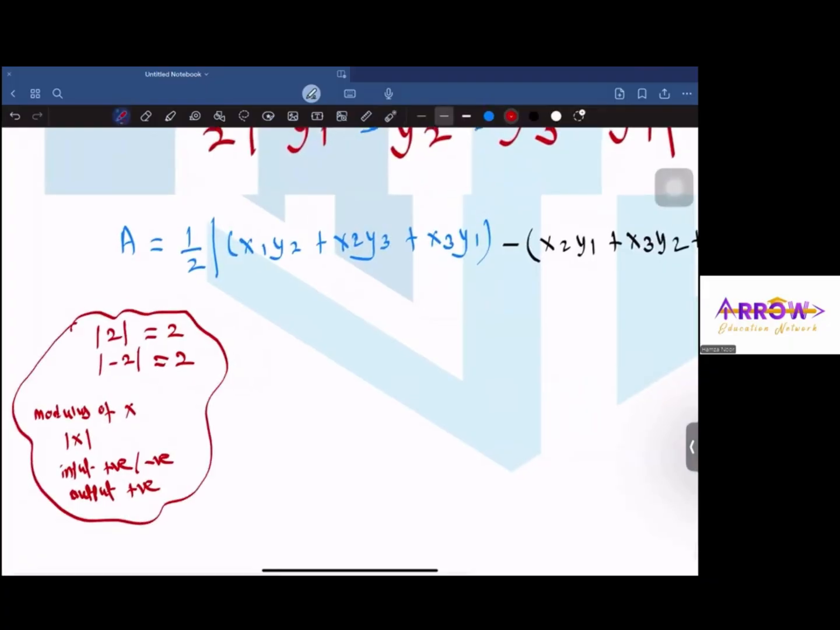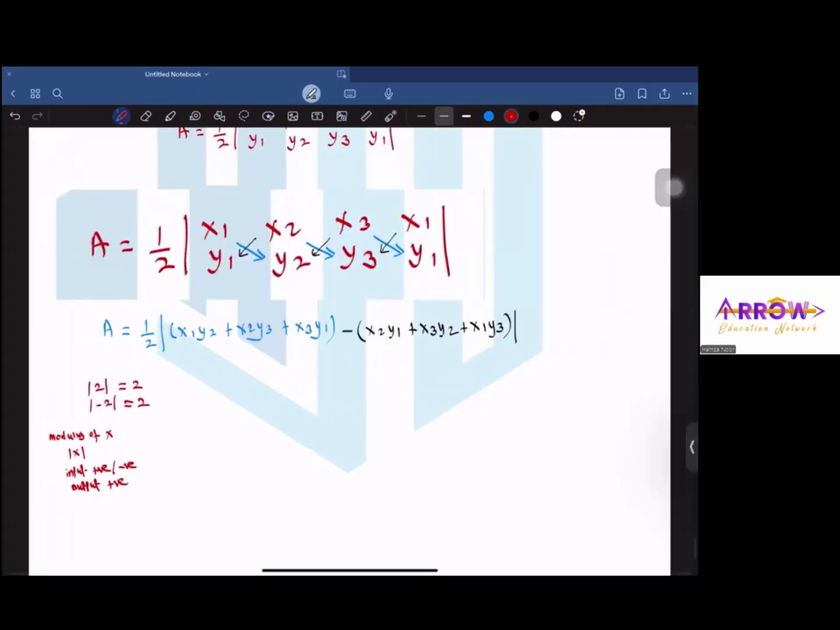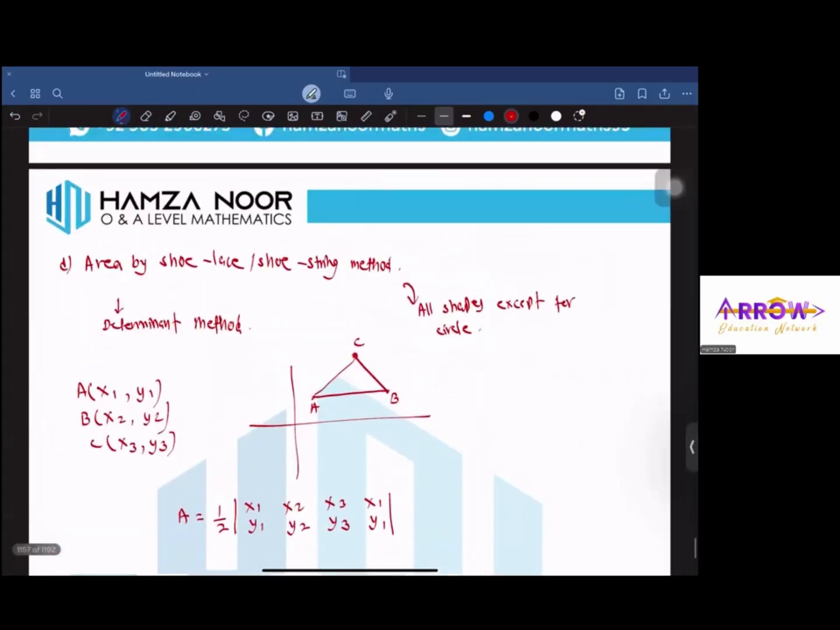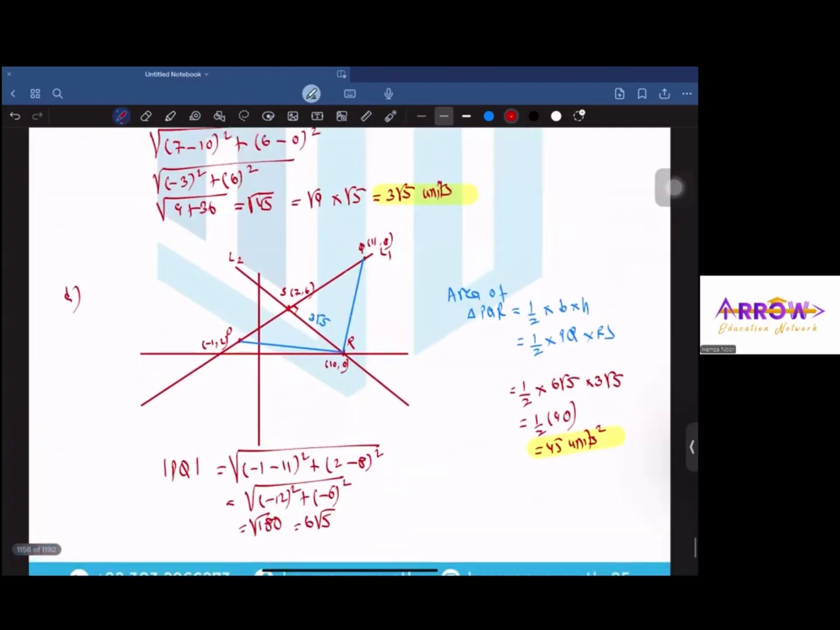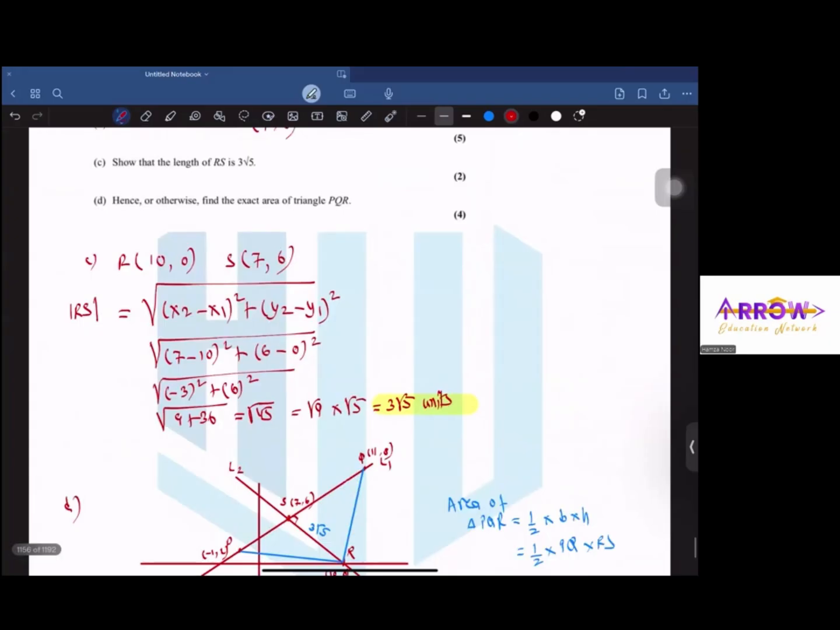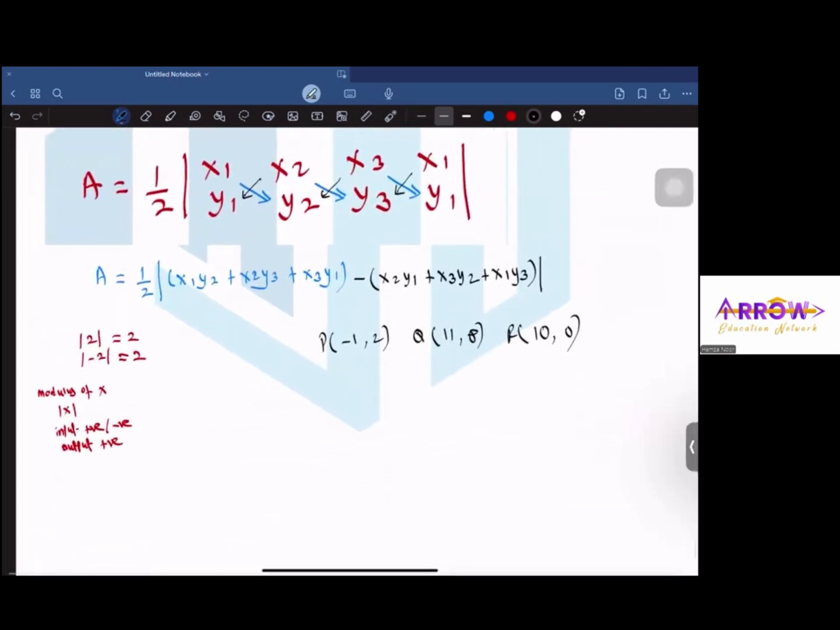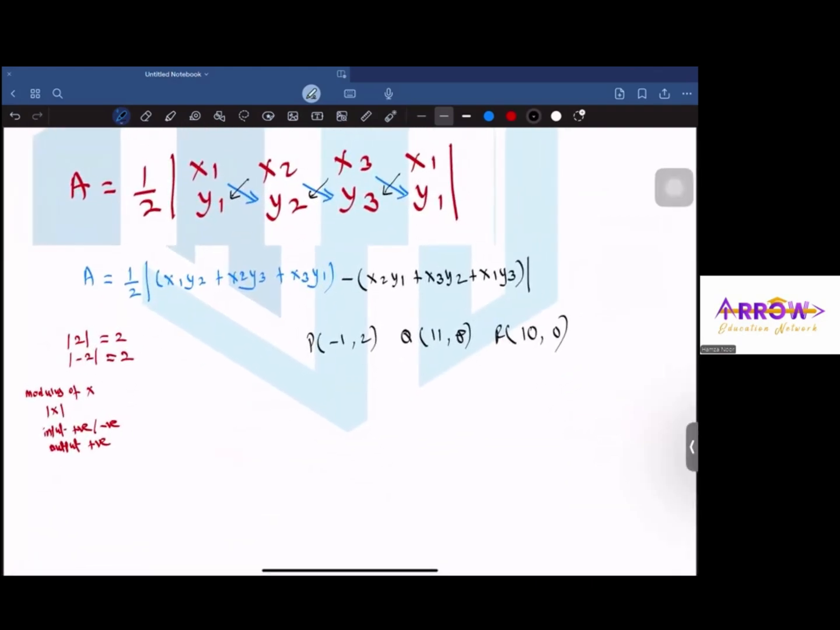Okay, so what we are going to do is just use this formula. So I'm going to write the coordinates of P, Q, and R. P was minus 1 comma 2, Q was 11 comma 8, and R was 10 comma 0. Okay, so we are going to find the area of the triangle by the shoelace shoestring method.